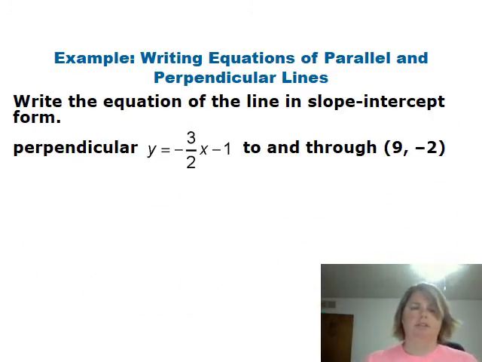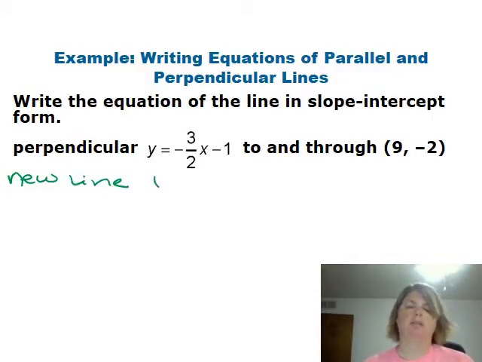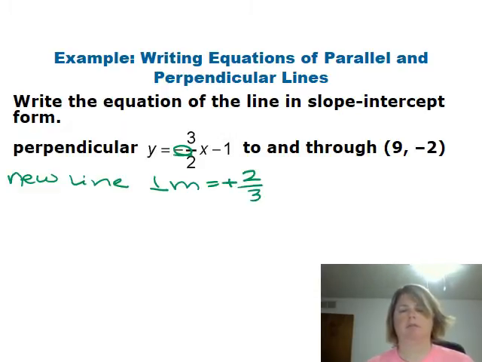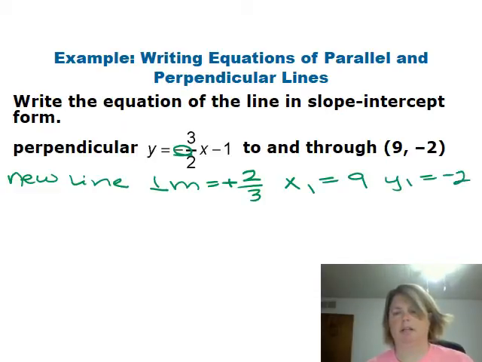All right, so now let's try this one. This one's perpendicular. So the new line that we're going to write an equation for, the perpendicular slope, is going to have the opposite sign. So ours is going to be positive, and it has to have the reciprocal. So we have to change the sign and flip this over. Our x is going to be 9, and our y is going to be negative 2, which I got from the point that's given in the problem.